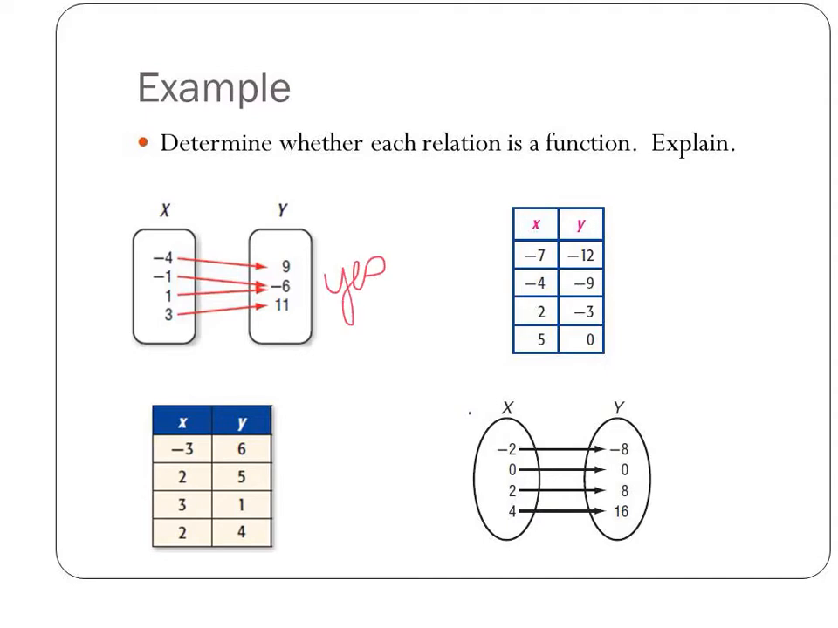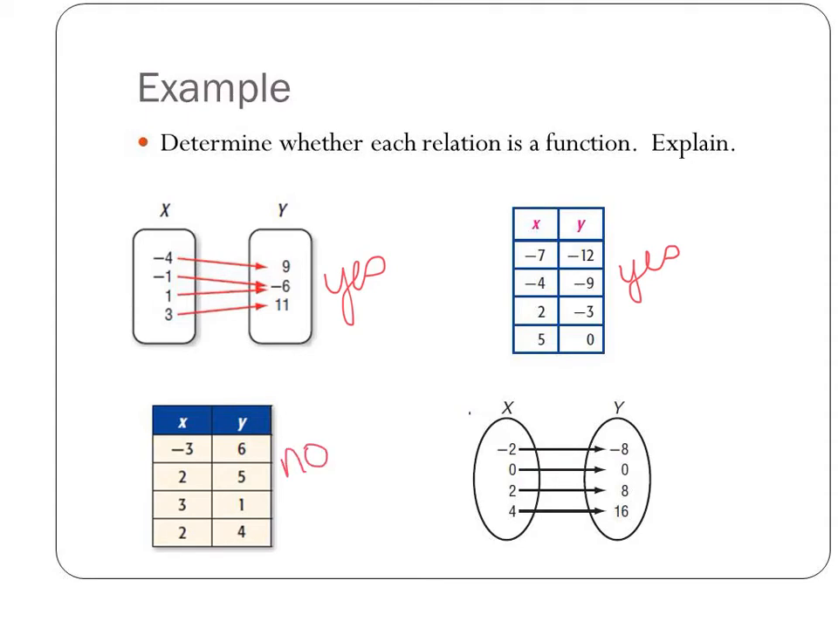Let's look at the table next to it. Does every x map to one y? Yep. The other thing is you're looking for repeated x's. So if you're in a table, you're looking for repeated x's, like right here, 2 and 2. It would be a function if they mapped each to the same y, but here 2 maps to 5, 2 maps to 4. That is not a function.